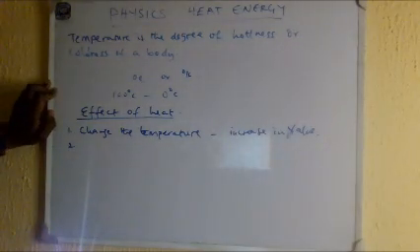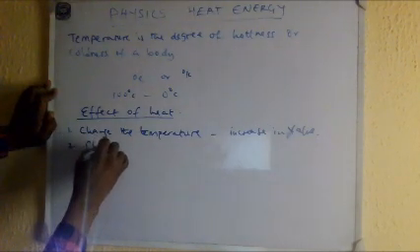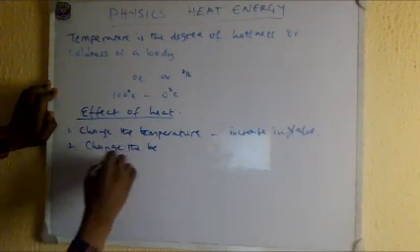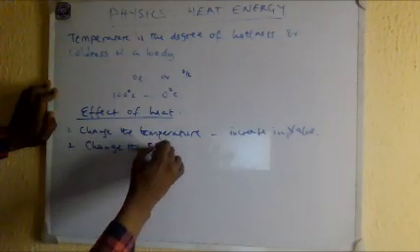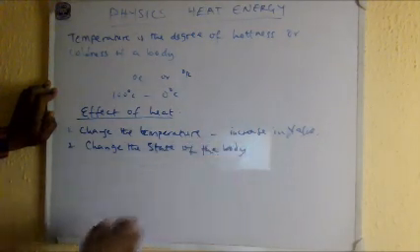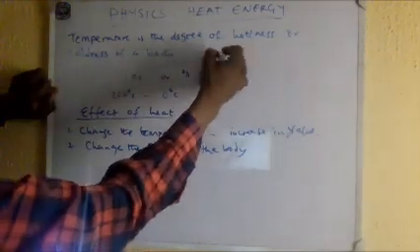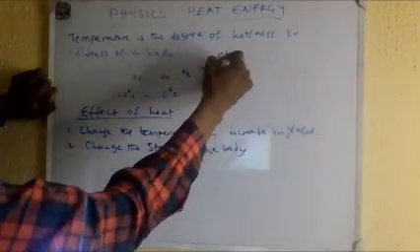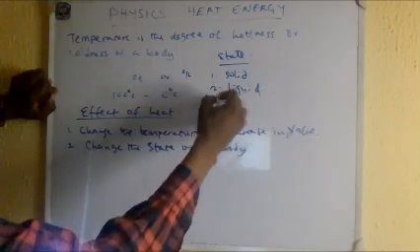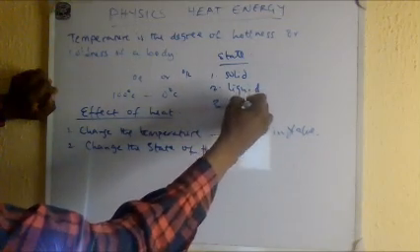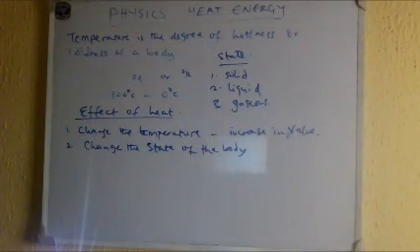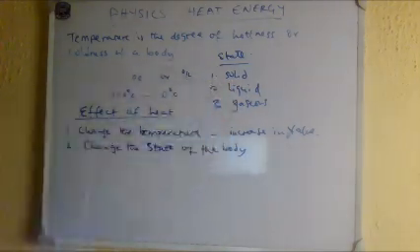Number two effect is that it will change the state of the body. So what is the state of the object? You have different states. Number one, you have the solid state, the liquid state, and the gaseous state. What this means is that a body can exist in these kinds of forms. It's the same constituent, but it is existing in this kind of form.